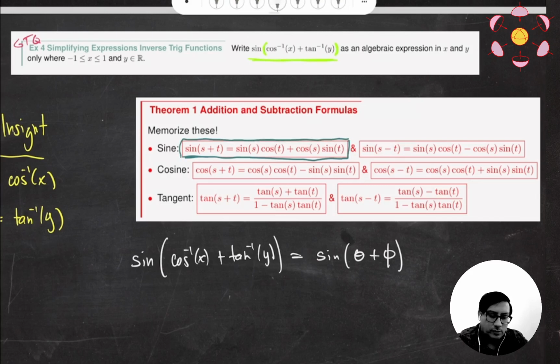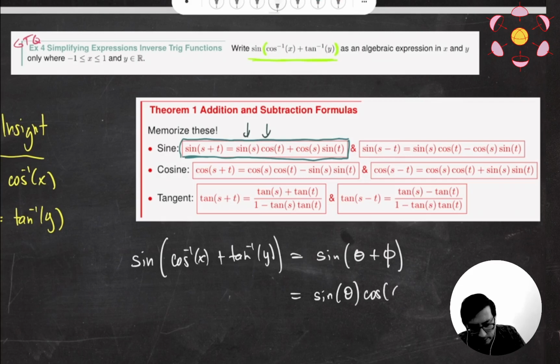Okay, so let's just apply it. We have sine of theta plus phi. Here it's written in terms of s and t, but that's no problem. Let's follow the formula. These are our first two pieces. So we're going to get sine of the first piece, sine of theta, cosine of the second angle, which is going to be phi. Okay, so instead of s and t, we're using theta and phi. All right. Next, we have plus. So we'll add a plus here.